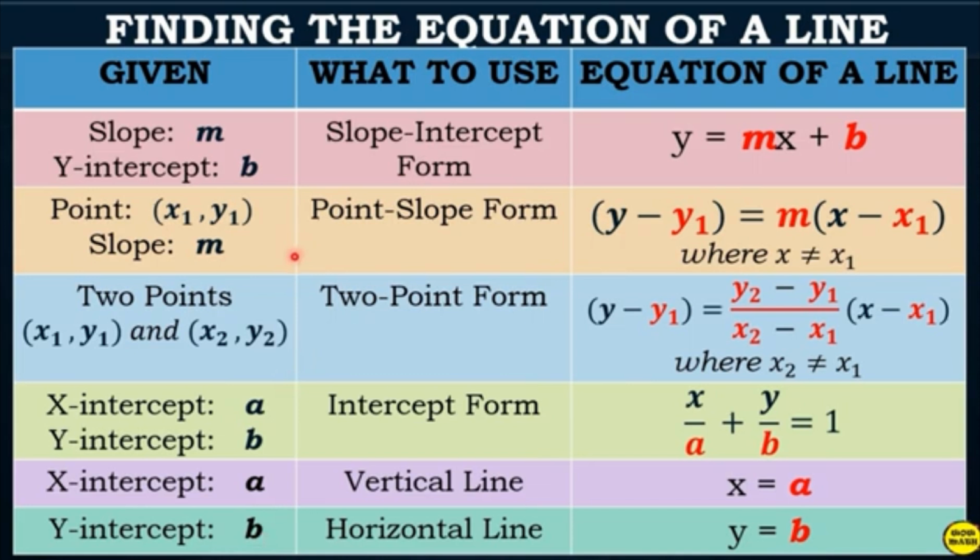Now, but this time, we will focus first on the slope-intercept form. Okay, so the slope-intercept form, so dapat ang given natin ay m, the slope, and your b, which is your y-intercept. So remember, the slope-intercept form, which is y equals mx plus b. Now, abangan nyo po yung ibang video natin kasi ito po ang susunod nating i-discuss.